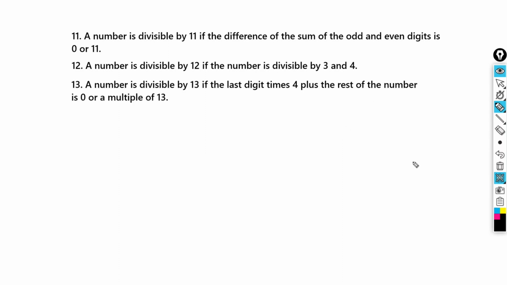All right, for the divisibility rule of 13, a number is divisible by 13 if the last digit times 4 plus the rest of the number is 0 or a multiple of 13. So let's take the number 104. And we'll try and divide it by 13. Well, what happens is 13 times 8 is exactly 104.